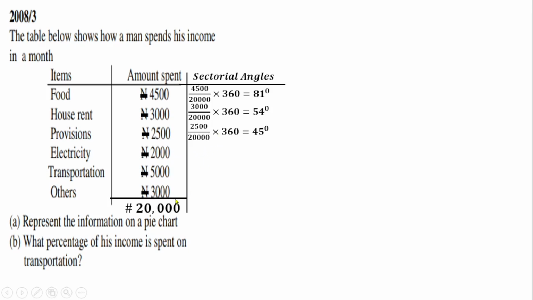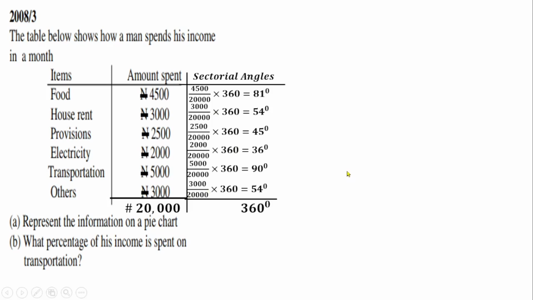Then 2,000 divided by 20,000 again multiplied by 360 gives us 36 degrees. Then the next one gives us 90 degrees, and the last one gives us 54 degrees. And don't forget to add up all these angles, and it should give you 360 degrees. If you don't do it in WAEC, you lose 1 mark immediately. Make sure you don't forget that. And the pie chart is very common in WAEC examination, so make sure you know this topic very well.